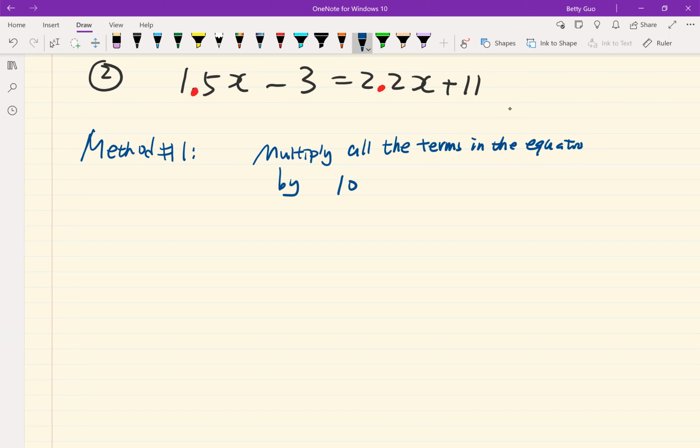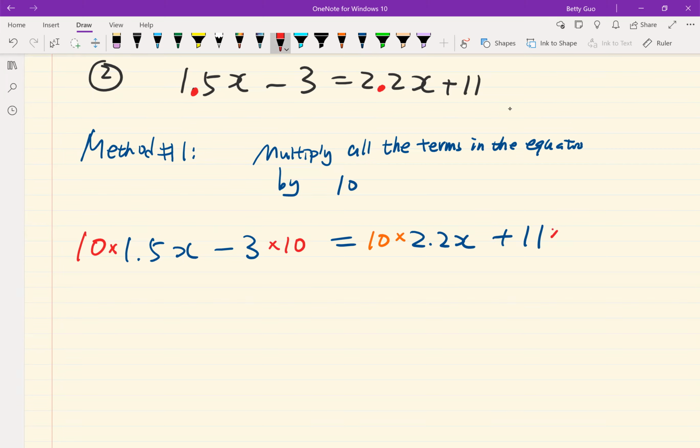So 1.5x multiplied by 10. Let me use the small cross as the multiply, it's not the x, by the way. And the second term, negative 3, we multiply by 10, equals on the right hand side, 2.2x multiplied by 10, and the last term, 11 multiplied by 10. So everybody multiplied by 10, right?